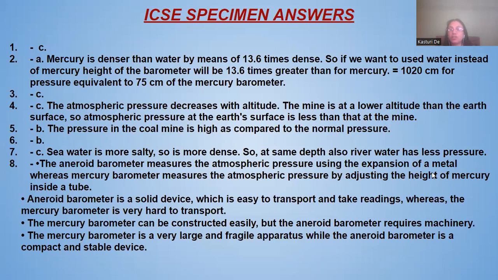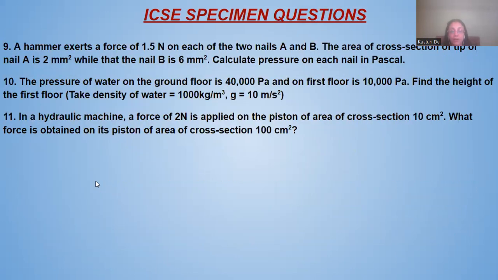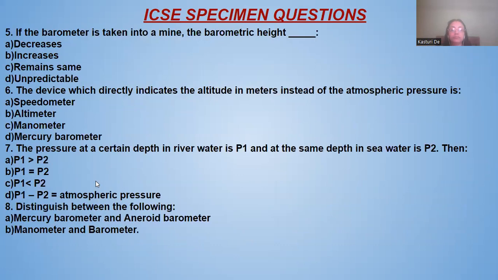Okay. Sea water is more dense, because it is salty. So at the same depth, river water will have less pressure. So the answer will be P2 will be more than P1. P2 is seawater pressure and P1 is river water pressure. So P2 will be more than P1, or you can say P1 is less than P2. C will be the answer.